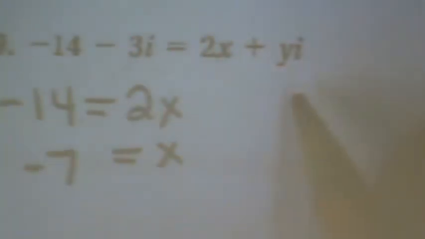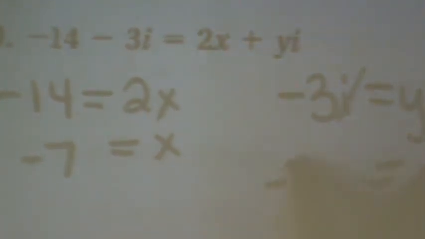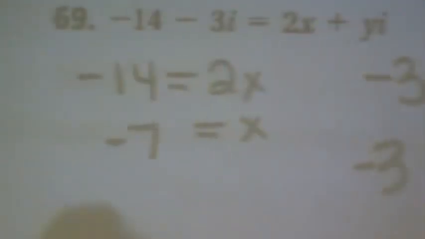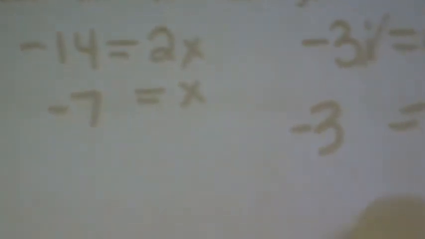And the last one on this set, negative 14, the real parts, negative 14 equals 2x, so x would be negative 7. And we have negative 3i is equal to yi. The i's cancel, y is equal to negative 3. So for this one, x would have to be negative 7 and y would have to be negative 3 for these two complex numbers to be equal to each other.